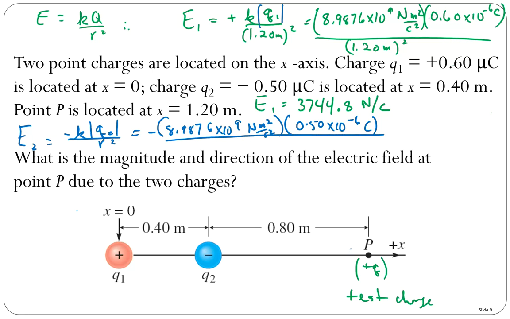And the separation between these is 0.80 meters. And so what do we get from that calculation? Negative 7,021.56.